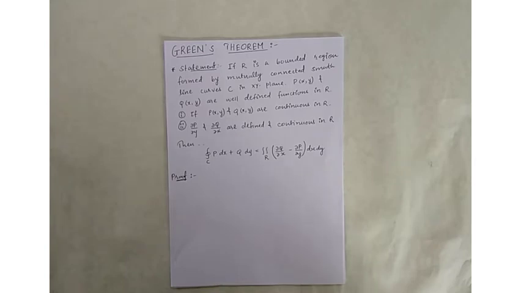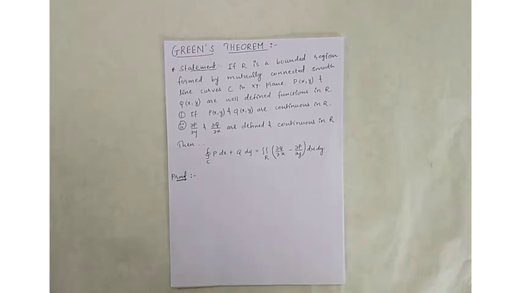This theorem is applied to make the calculation of line integrals easier and quicker. It gives the relation between a line integral and a double integral. This theorem is proved on a special integral region R. It is also applied to find the area bounded by the closed curve C. Let us see the statement of Green's theorem and then prove it.